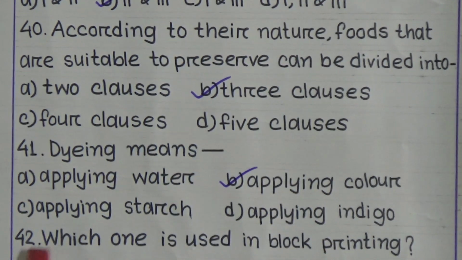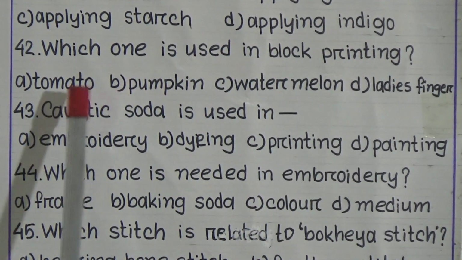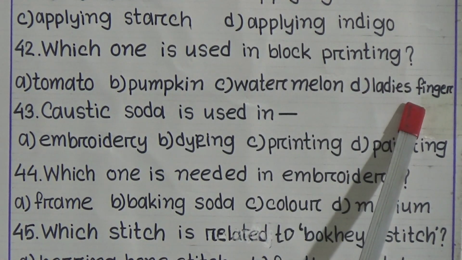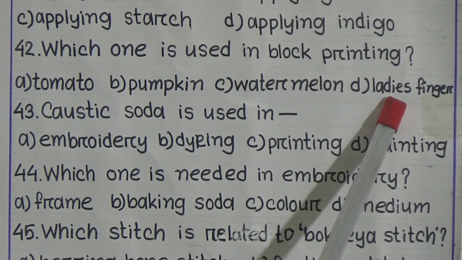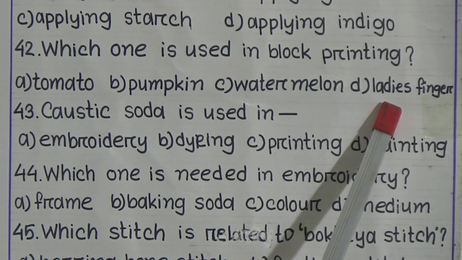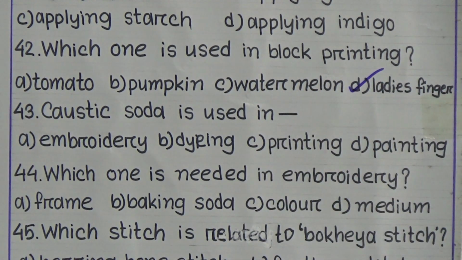Now 42. Which one is used for block printing? Options are tomato, pumpkin, watermelon, lady's finger. Can you guess which one? I hope you know the answer. Yes, the answer will be option D, lady's finger. We use lady's finger for block printing.